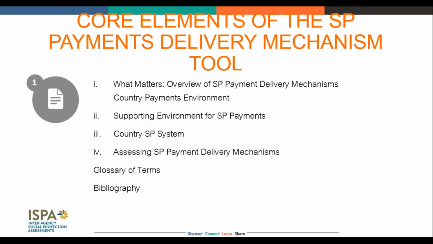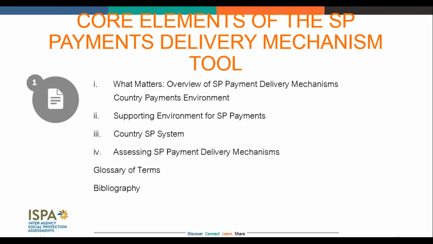The fourth section is really the how-to section, how to actually implement an assessment of a payment delivery mechanism or mechanisms. So it goes into much more detail regarding the assessment criteria. It also gives further information on how to assess a payment delivery mechanism, how to assess the supporting environment, and how to assess the social protection system. It also provides a glossary of terms, because there's a lot of technical vocabulary associated with payment delivery which may not be familiar to people in the social protection sector.